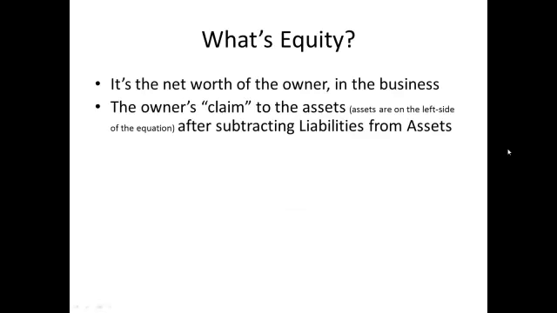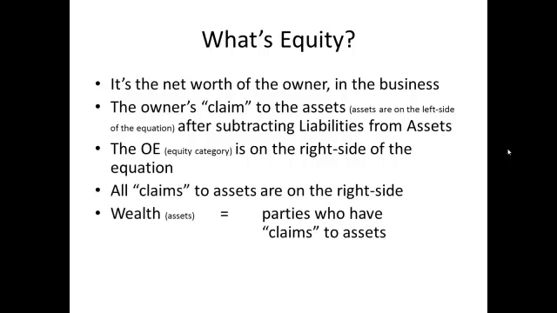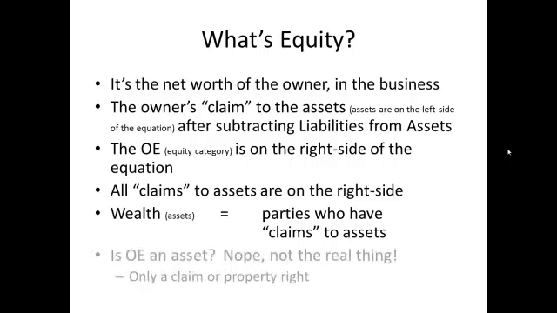So what is equity? Well, it's the net worth of the owner in the business, the owner's claim to the assets. Again, assets are on the left side of the equation. When we subtract liabilities from it, owner's equity is the residual owner's interest. So the OE category is on the right side of the equation. All claims to assets are on the right side. Again, the generic equation is wealth equals parties who have claims to assets.